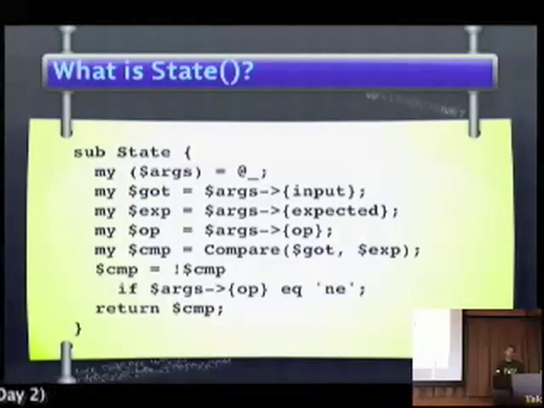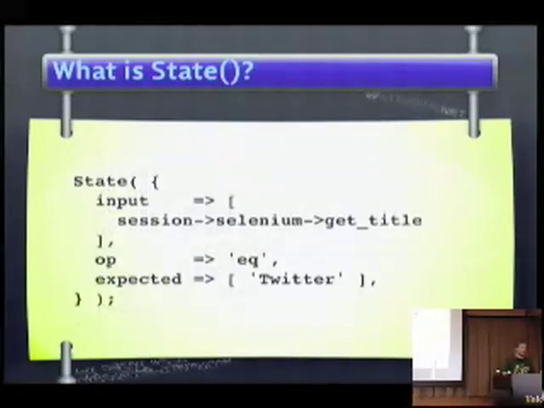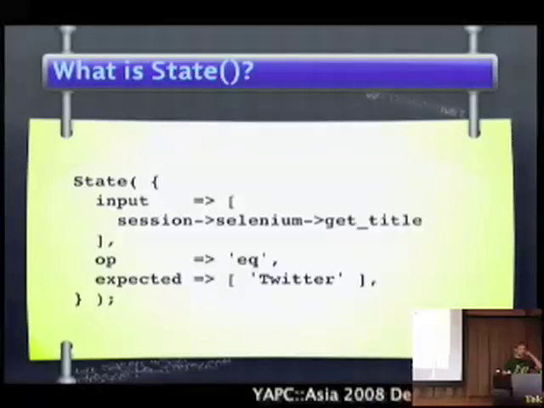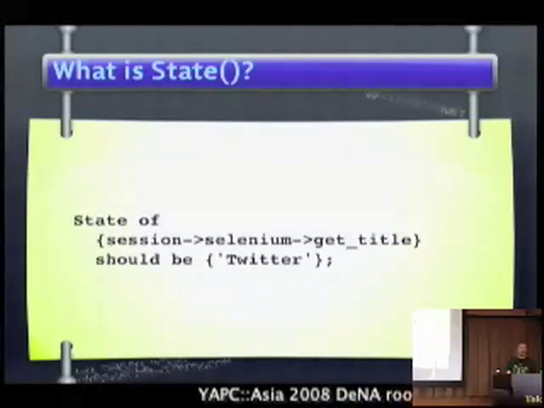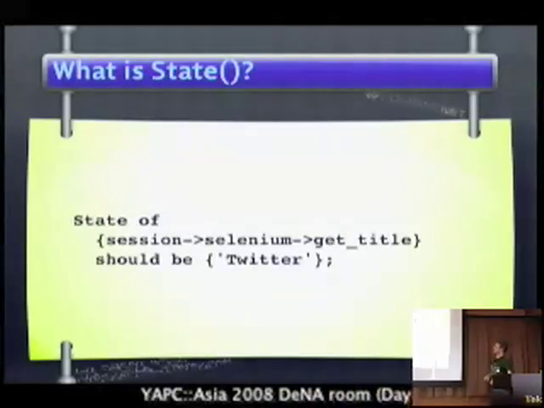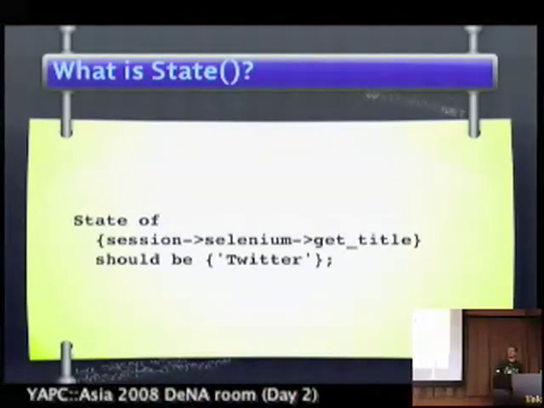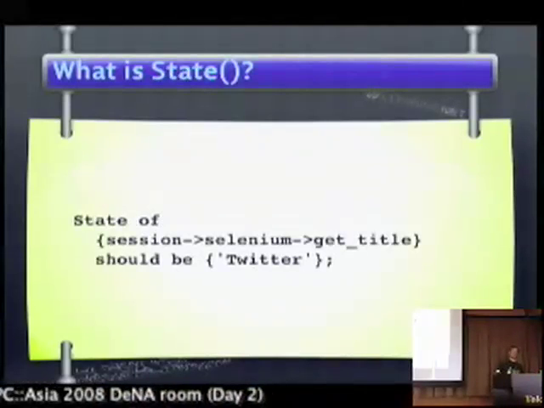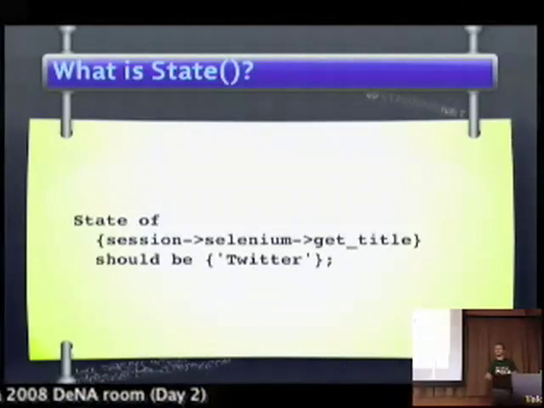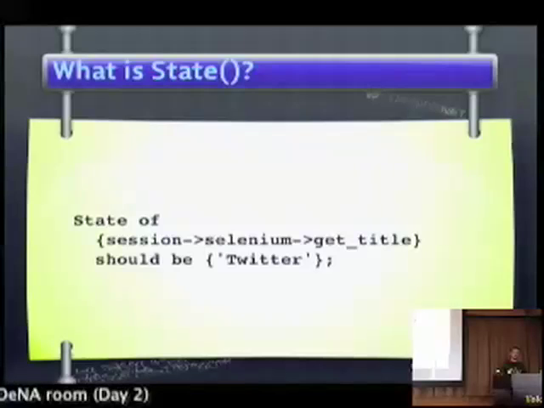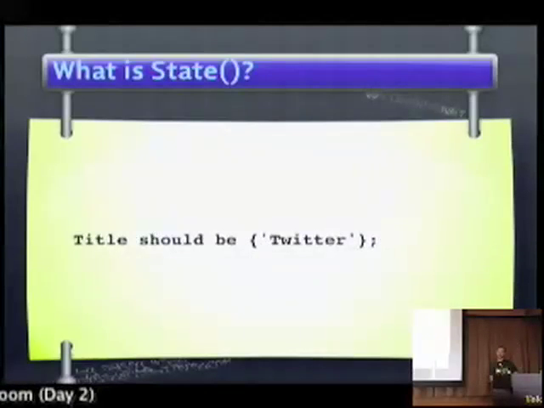So we would make a failing test. So we could invoke state this way, but we can also invoke it directly if we wanted to. State of session Selenium get title should be Twitter. But because we're working from the Selenium vocabulary and we've turned it into a sort of natural language, we can just use the shorthand. Title should be Twitter.